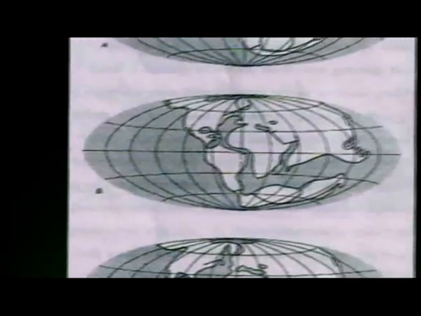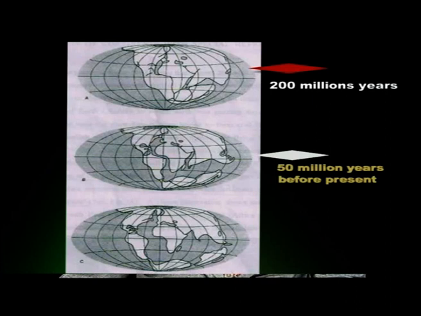So in these figures, you can clearly see all the three different stages of the continental drift. The first figure shows the situation of all the land masses around 200 million years back before present, and the middle figure, or figure B, shows the continents around 50 million years before present, and the last figure, that is figure number C, the downward one, shows the present situation or the present location of all the continents in the world.